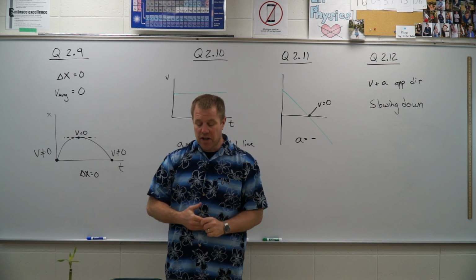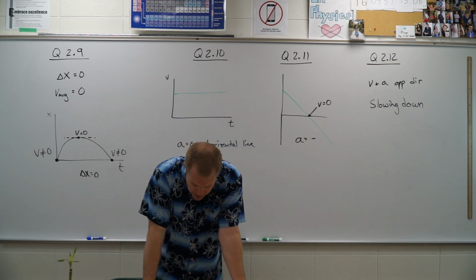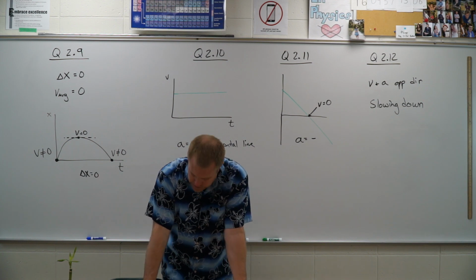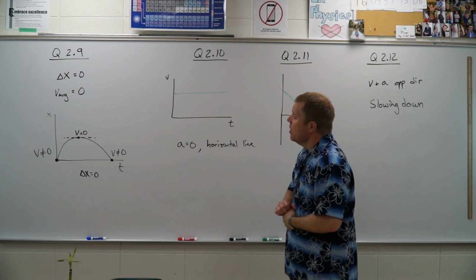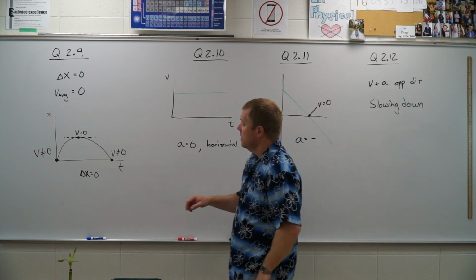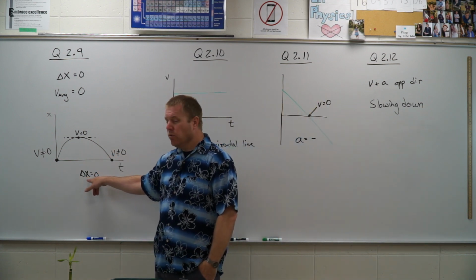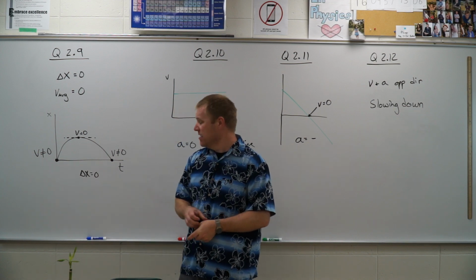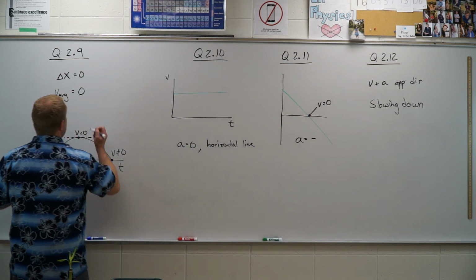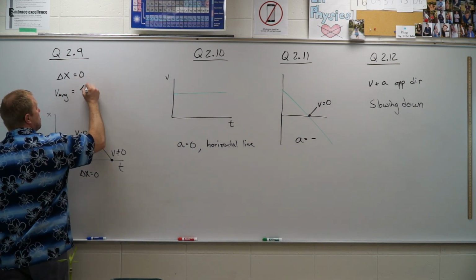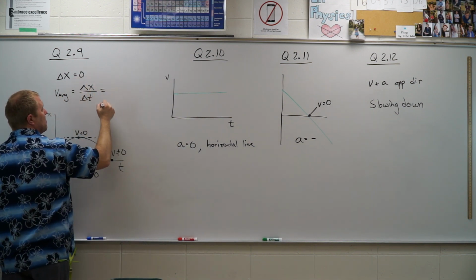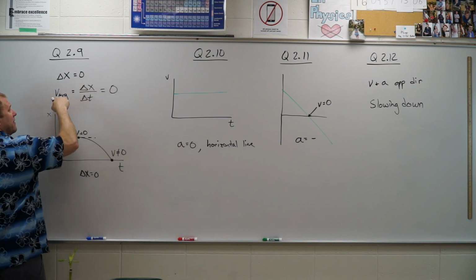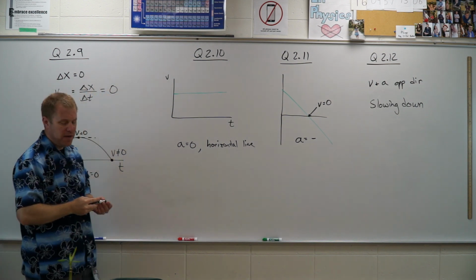Right, let's take a look at some discussion questions here. So the first one: can you have a zero displacement and a non-zero average velocity? So is that possible? If I have a displacement of zero, what is my definition of average velocity? Well, average velocity is defined as displacement divided by time. So it's automatically going to be zero if your displacement is zero.